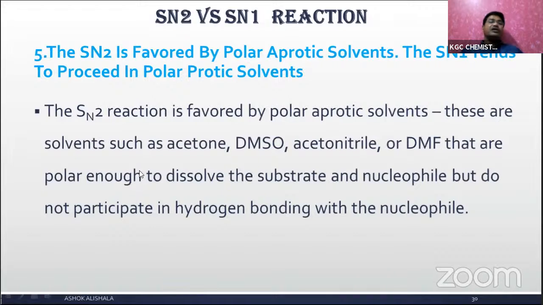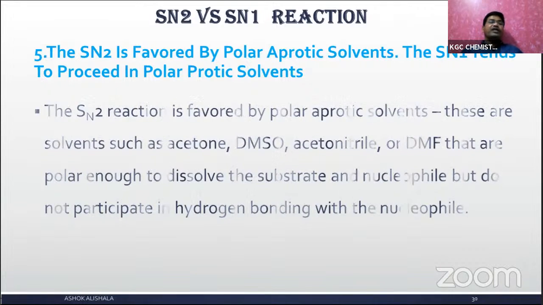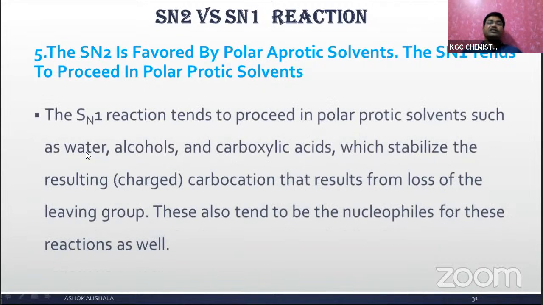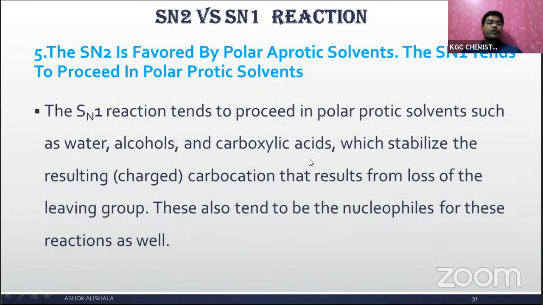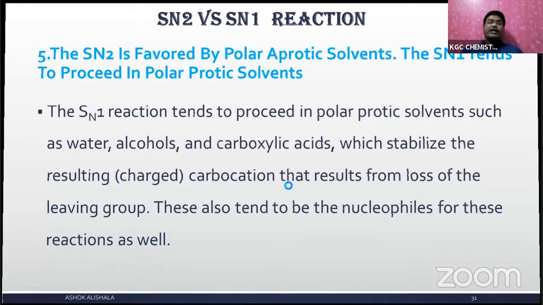You remember, SN2 is always in aprotic polar solvents, that is DMSO, acetonitrile, DMF. That means they do not accept or release the proton. Whereas in the case of SN1 reaction, it is protic solvents, like proton donors: water, alcohol, carboxylic acid, which stabilize the resulting charged carbocation.